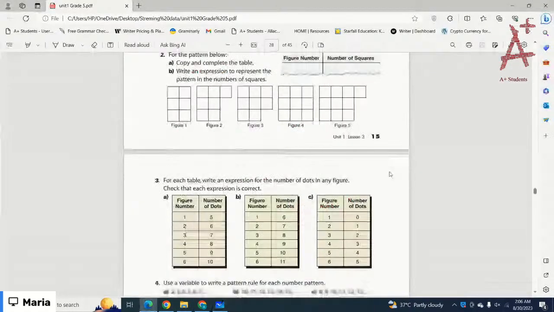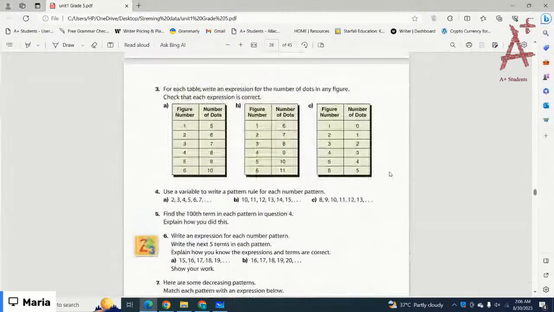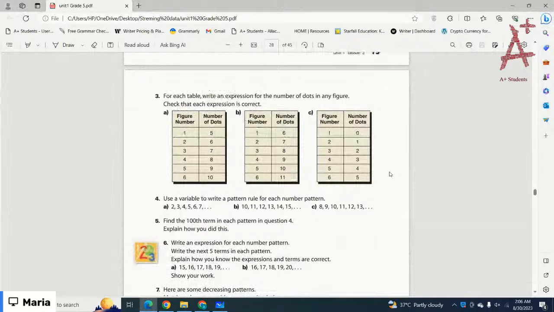If you have any questions, please write them down in the chat box. I can answer all your questions and confusions if you have any, right?